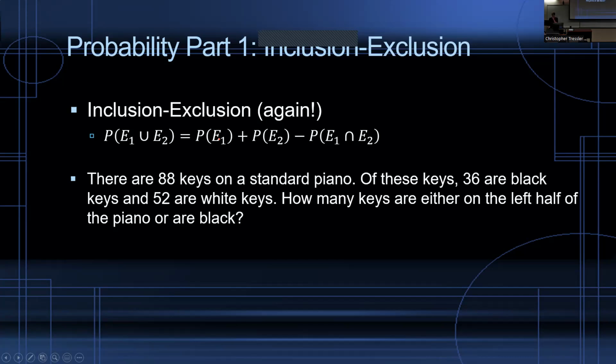So I made this problem here. This is actually really just a more general inclusion-exclusion problem, but I thought it was a fun one. We have 88 keys on a standard piano. Of these keys, 36 are black keys and 52 are white keys. How many keys are either on the left half of the piano or are black, assuming that the piano is evenly distributed, basically?